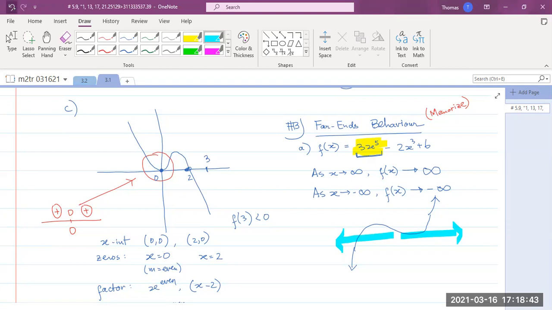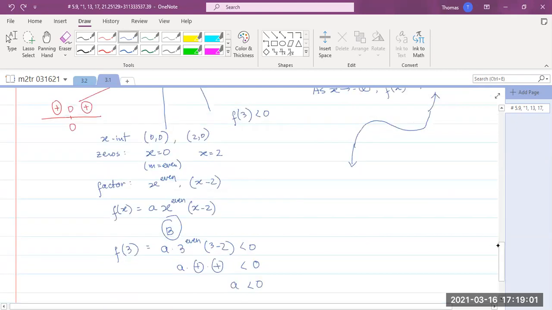So far, end behavior is actually quite simple. You just look at the leading term and imagine if you plug in infinity to that leading term, and imagine if you plug in negative infinity to that leading term.